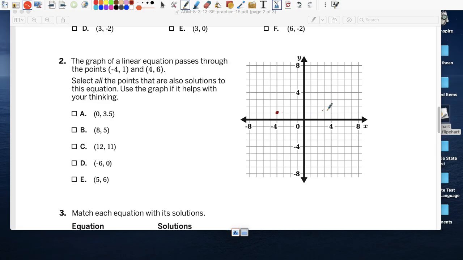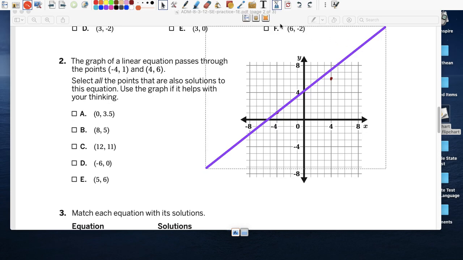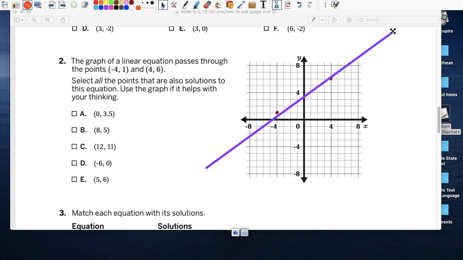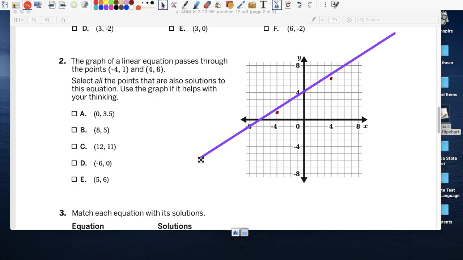So we have 2 points, negative 4 and 1, which is negative 4 and positive 1 right here. And the other point is 4 and 6, 4 and 6 right here. Let me, as best as I can, put a line through these. Oops, definitely not that one. Let me just drag it. And there we... nope. Come on. Almost. That's better.